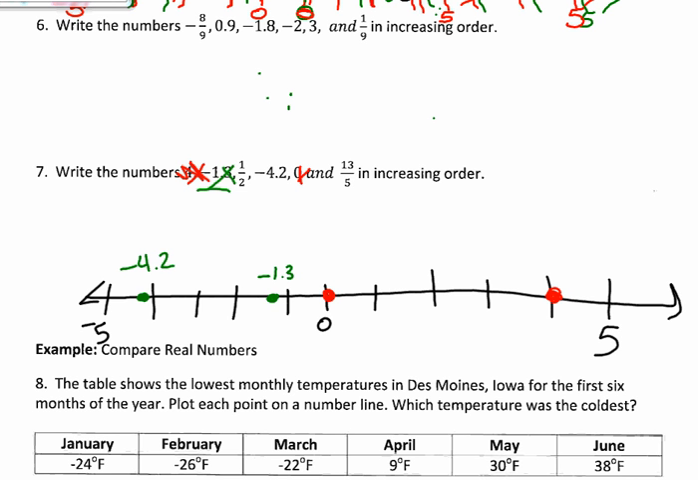Then I'm going to do my fractions. My fraction for 1/2 is 0.5 if I make that a decimal. So it's past 0, but not quite to 1. And 13/5, if I change that to a decimal, we're going to get 2.6. So this here is 2.6. So it's going to be past 2, but not quite to 3.